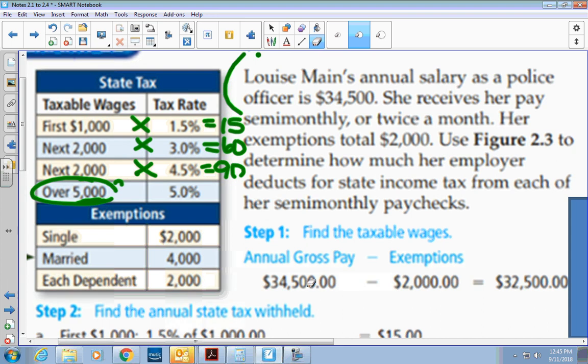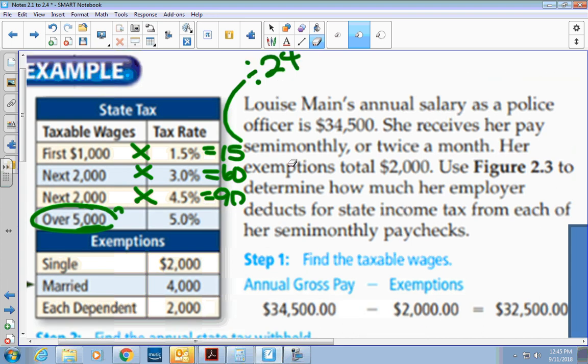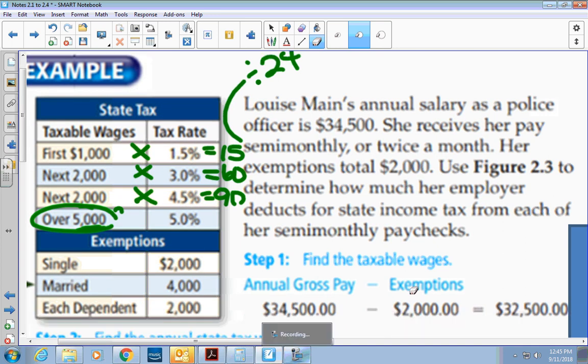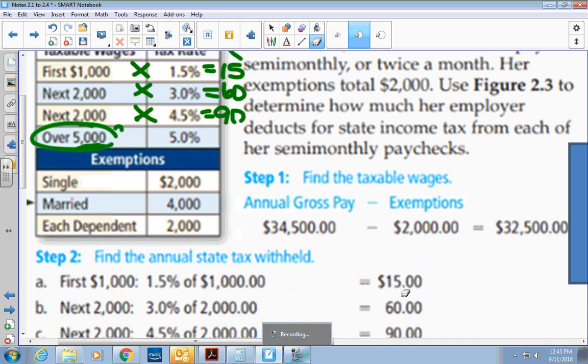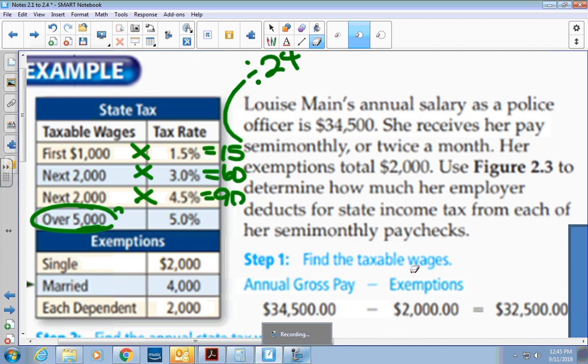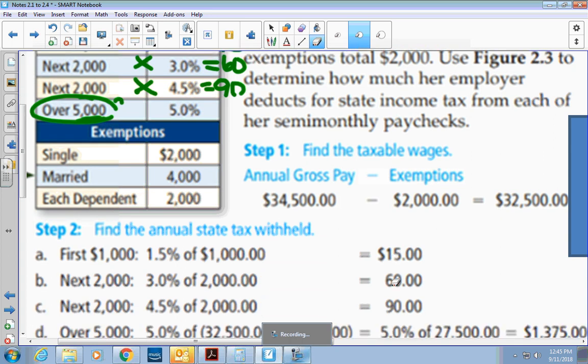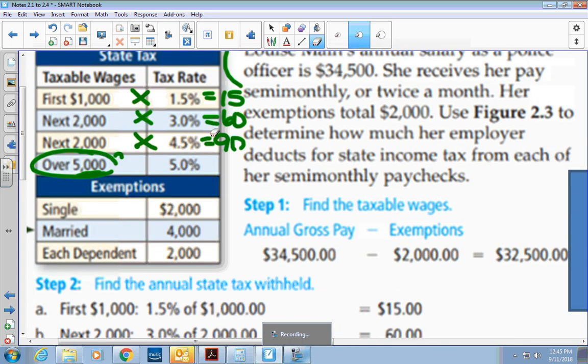Sorry. Step number 1, subtract out the exemptions. I forgot to do step number 1. You guys forgive me? No. Well, get over it, because I will forgive you next time you make a mistake if you forgive me when I make mistakes. Okay, so subtract out your exemptions. So our taxable income is not $34,500. It is $32,500.